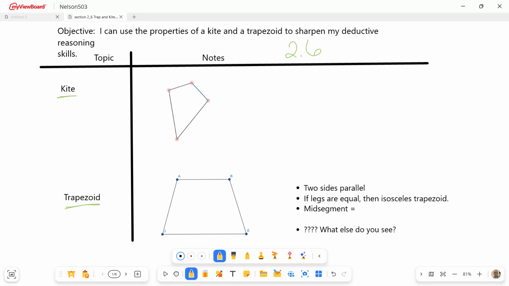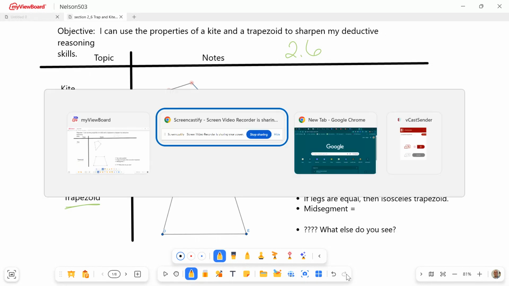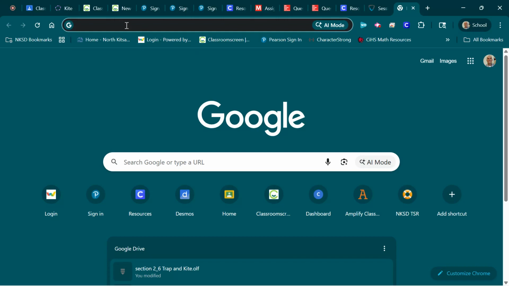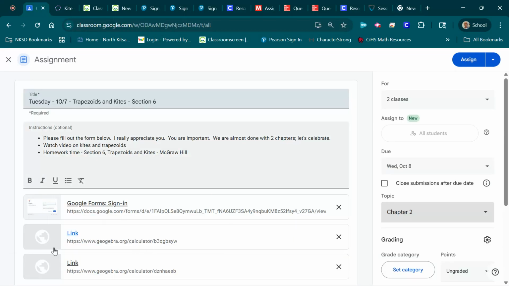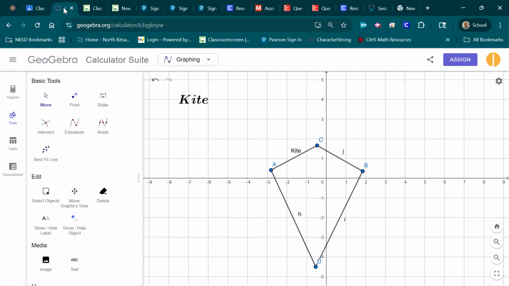And I have a kite attached to today's Google Classroom assignment. So when I get back over here, you can see this one right here is going to be the kite, and then this one right down here I think is the trapezoid. So I've already opened up the kite, and what I want to do is I've kind of rotated it around so it's more in a normal orientation.